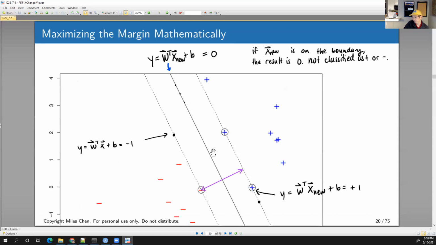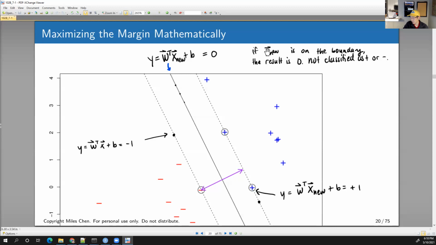So this is me labeling all of these things. Here you have all the points x where you have W transpose x plus b equal to 0, and then all the points x that satisfy W transpose x plus b equal to -1 will form this boundary over here, and W transpose x plus b equal to +1 will form this boundary over here, right?